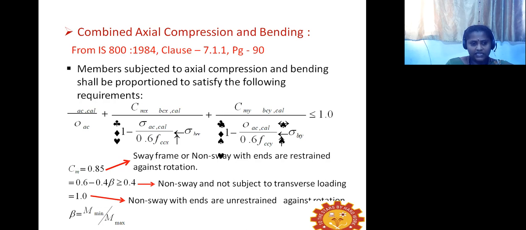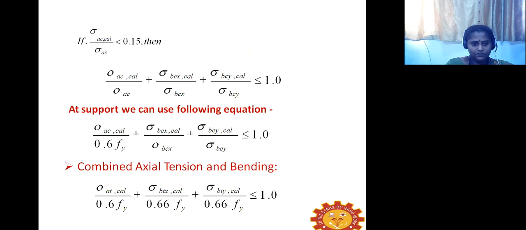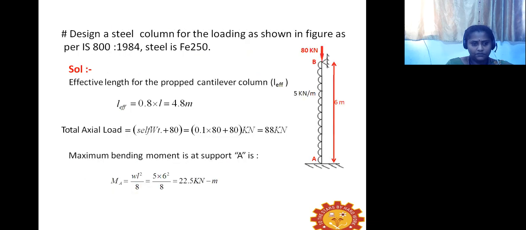And this is the next case, combined axial bending and compression. And this is the next type of problem. It is asked to design a steel column. So here we will discuss about the design. What is a design? We are going to decide the shape and size, cross section of the member.